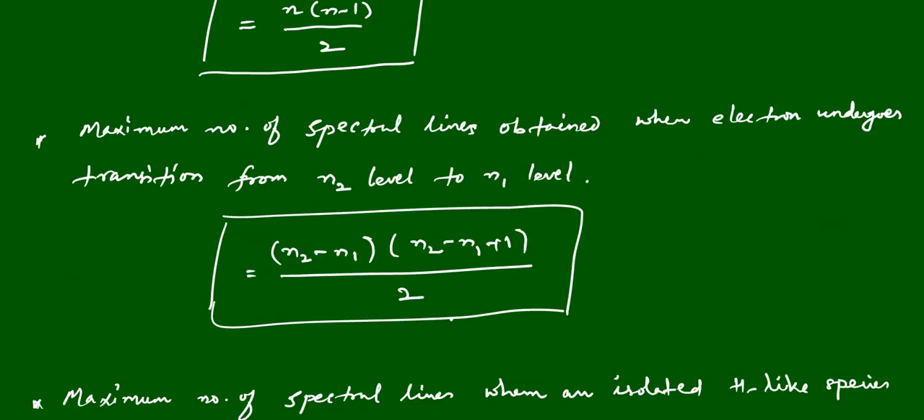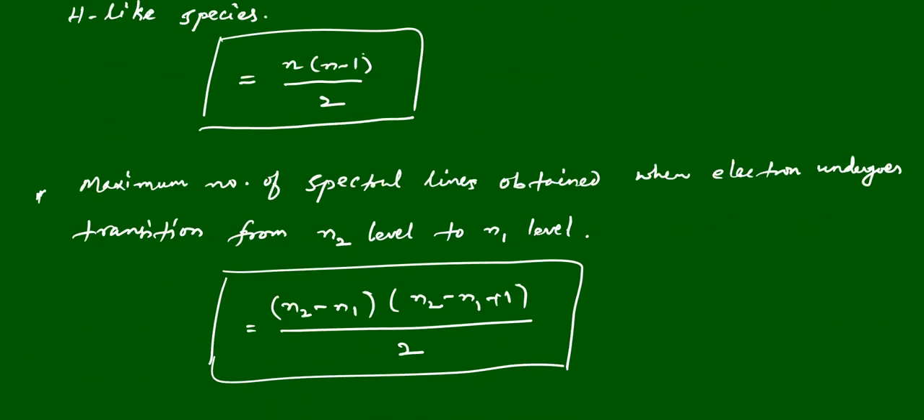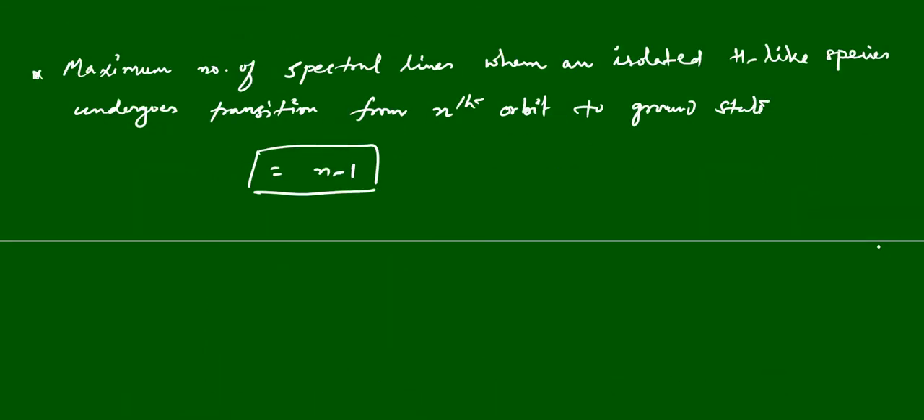In the first two cases we have a sample of hydrogen-like species. Sample means it has a huge number of hydrogen atoms, so each hydrogen atom can give one electron, and a huge number of electrons can excite. The second formula also you can take for a sample of hydrogen-like species. This is the third. So these three formulas you should remember to identify the number of spectral lines.